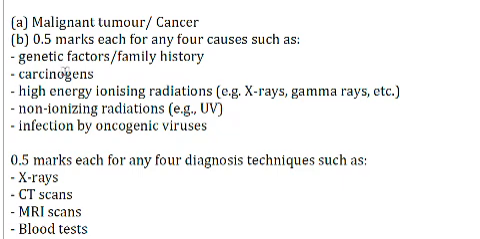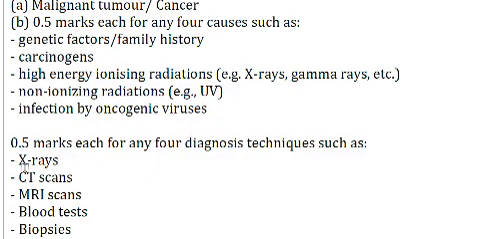So it can be genetic factors or family history, or the use of carcinogens, high energy ionizing radiations like X-rays, gamma rays, non-ionizing radiations like UV rays, or oncogenic viral infections can also cause cancer. The various techniques to find it are X-rays, CT scans, MRI scans, biopsies, blood tests. These are some of the methods to identify the disease.